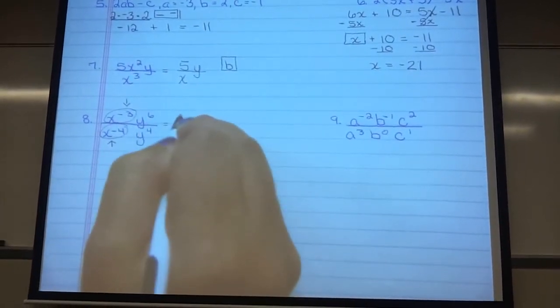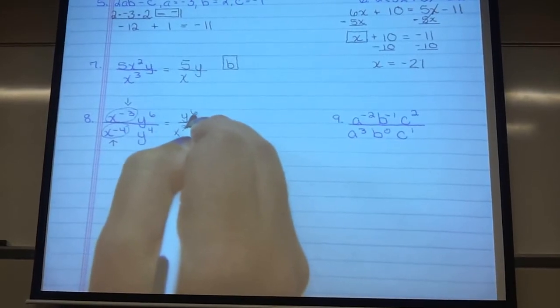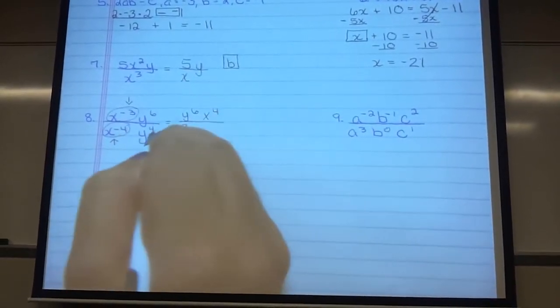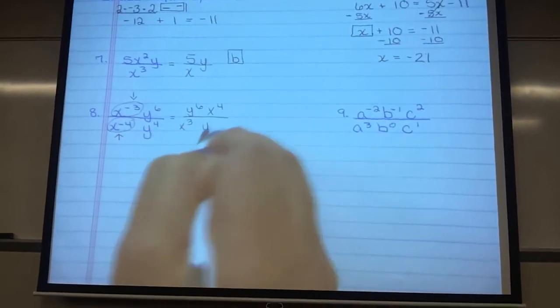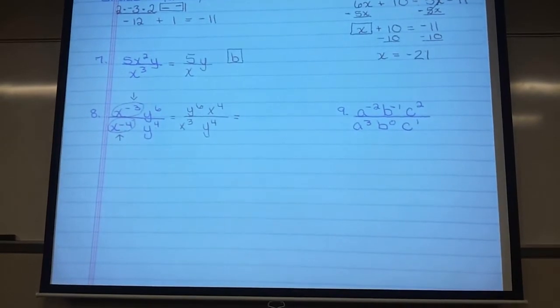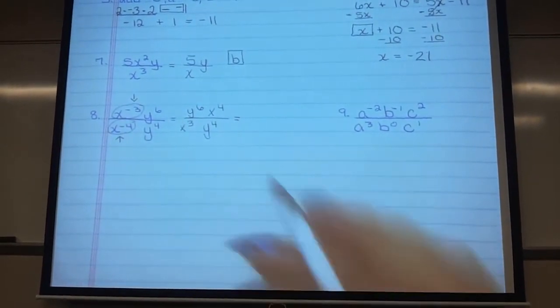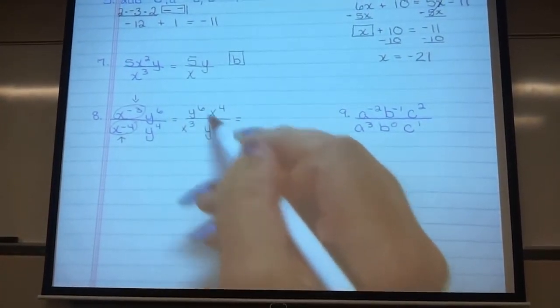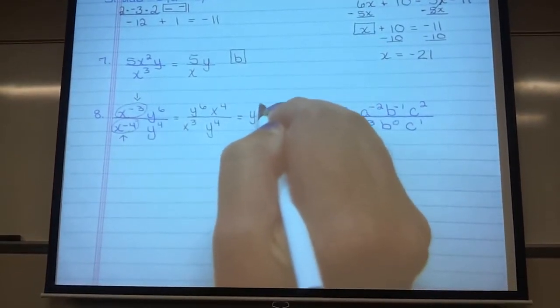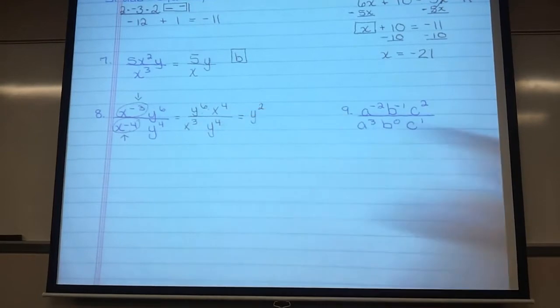This is going to stay. This is going to go upstairs. This is going to stay. So once I've rewritten it, then I just need to see where do you have more of your letters at. Well, if I look at my Y's, I have more on top. How many more do I have up there? 2. 6 minus 4 would give you 2.